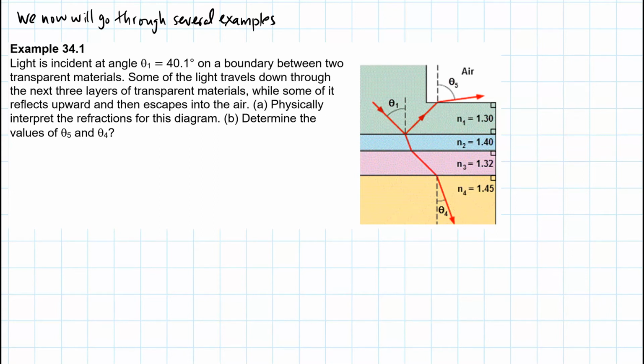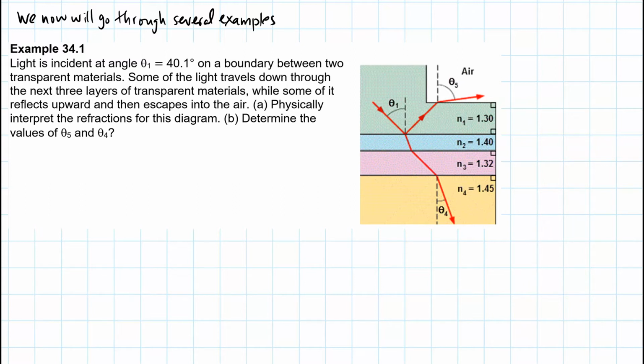We will now go through several examples. Example 34.1. Light is incident at angle θ1 on the boundary between two transparent mediums. Some of the light travels down through the next three layers of transparent materials, while some of it reflects upward and then escapes into the air.